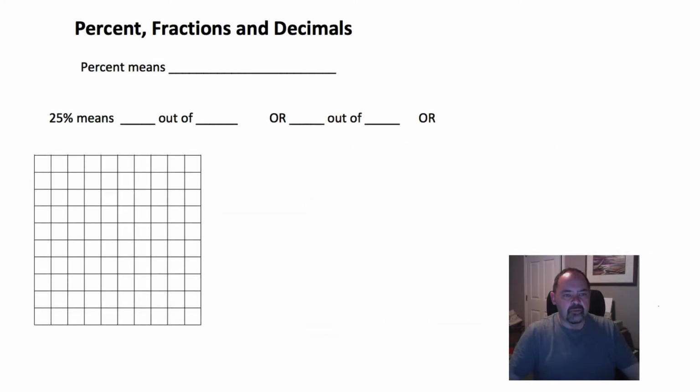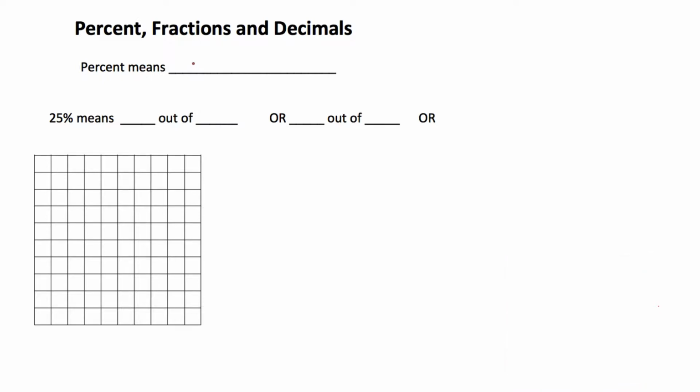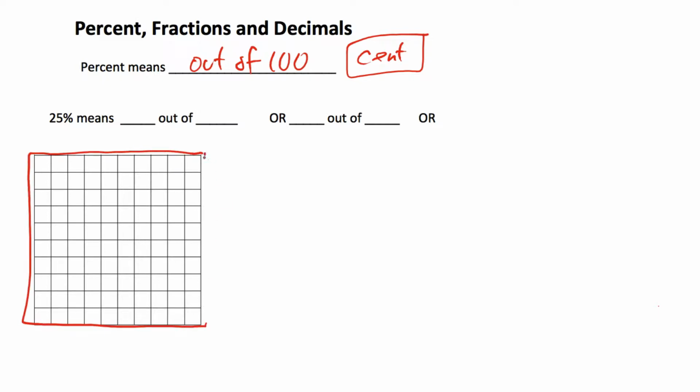In this video, I would like to review the connection between percent, fractions, and decimals. Percent, remember, means out of 100. The word cent is 100 in the French language. So if I want to talk about 25%, I can take my whole unit, and my whole unit here is in red. This is my 1 unit.